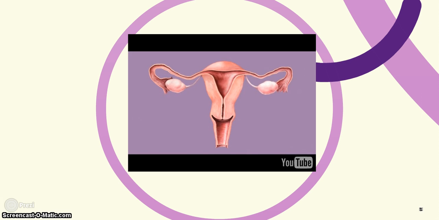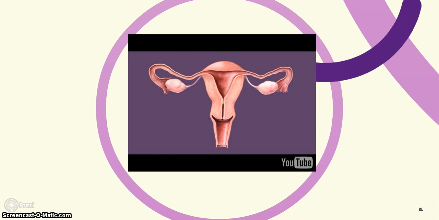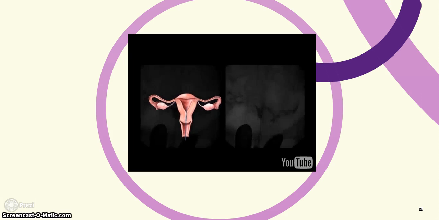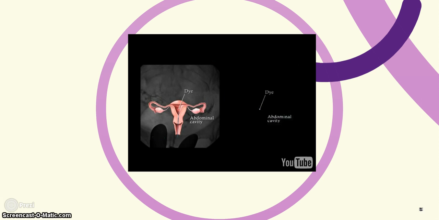A non-surgical outpatient procedure called hysterosalpingography can be used to check for a blockage in the fallopian tubes. A catheter is placed through the vagina and into the endometrial cavity. Next, a dye visible under X-ray is injected into the endometrial cavity. If there is no blockage, the X-ray should show the dye flowing out of both fallopian tubes and into the surrounding space of the abdominal cavity.